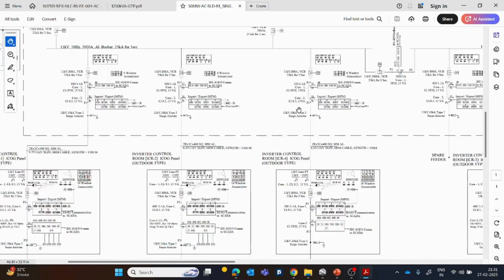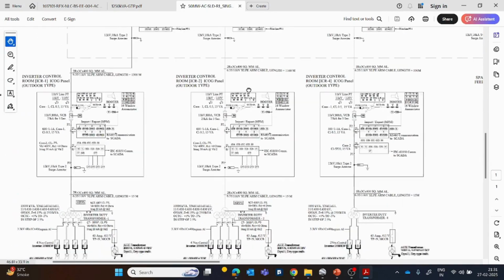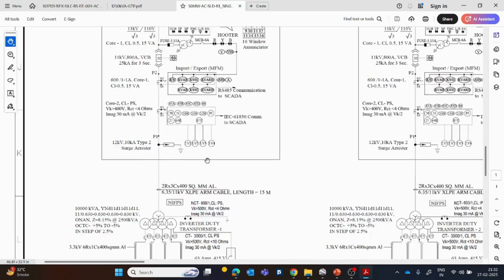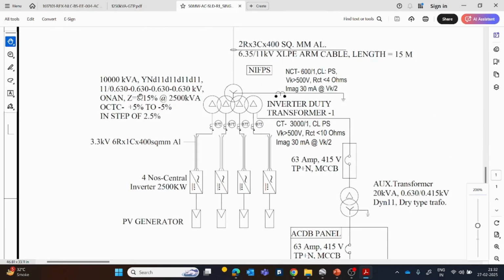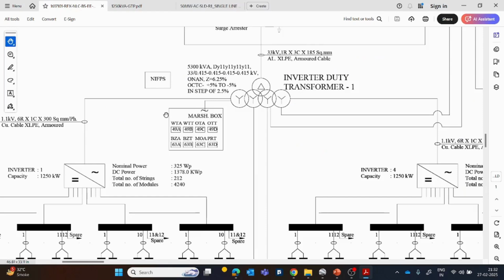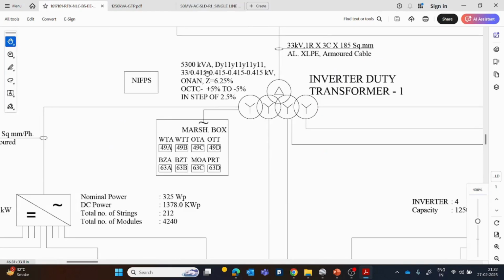So this is probably a 5 or 6 years old project. In this project again we had gone with a 5 megawatt block, but here we have gone with a 10 megawatt block, 2.5 megawatt inverters, double the inverter capacity I had used earlier. And we have increased the transformer. Here can you see the transformer is only 10,000, but there we had considered 5,300. Even so, both the projects are to date operating perfectly well.